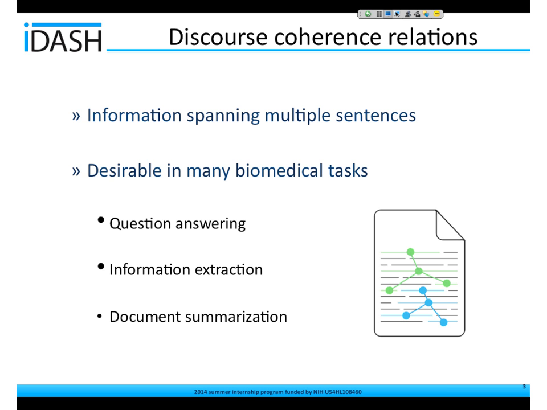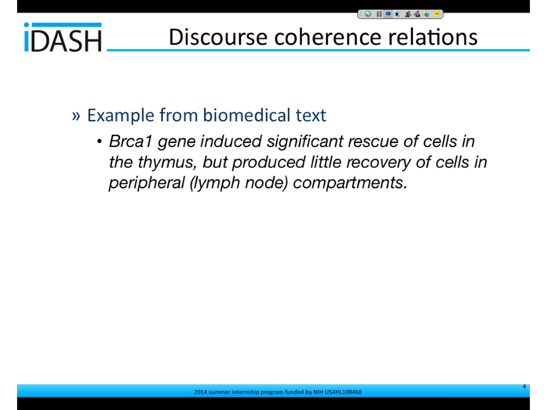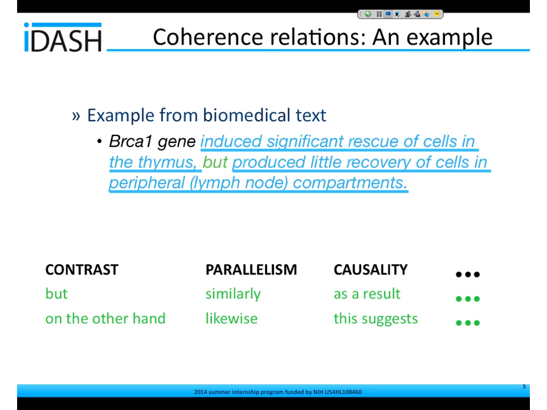So what do I mean by discourse coherence relations? Here's an example from biomedical text. BRCA1 gene induced significant rescue of cells in the thymus, but produced little recovery of cells in peripheral lymph node compartments. So we can break this down into two semantic arguments. The first one, induced significant rescue of cells in the thymus, and the second one, produced little recovery of cells in peripheral lymph node compartments. And these are joined by the discourse connective but. In this case, this is a contrasting relationship signaled by the connective but.